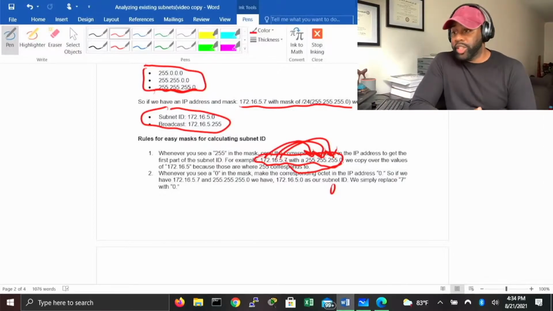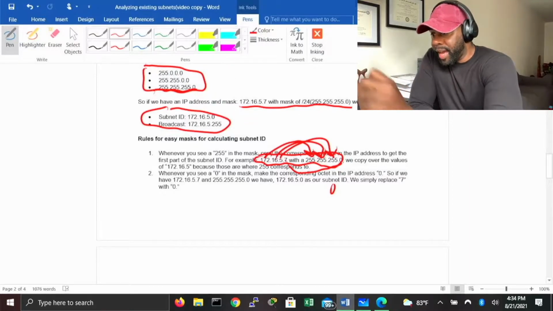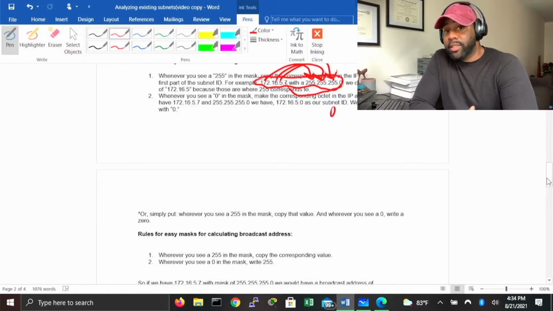Whenever you see a question with one of these masks right here, you just know, oh, that's easy money. You know that you just follow the rules and you're good to go. And that's with finding the subnet ID.